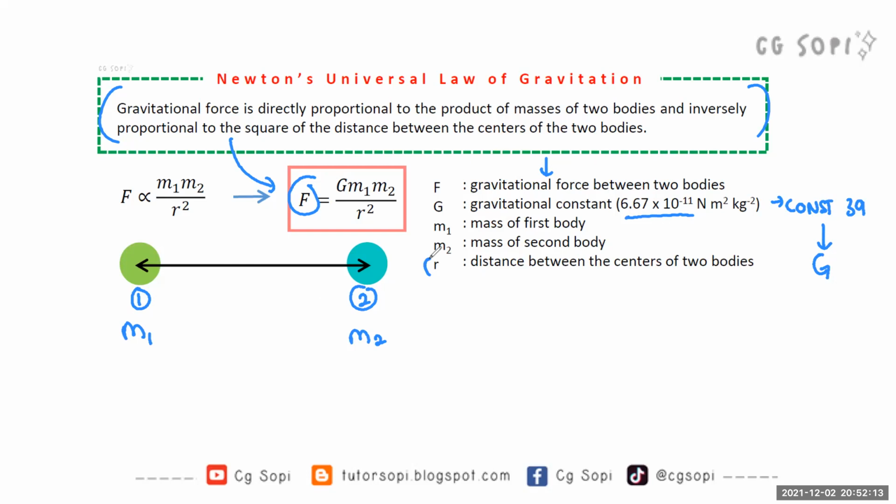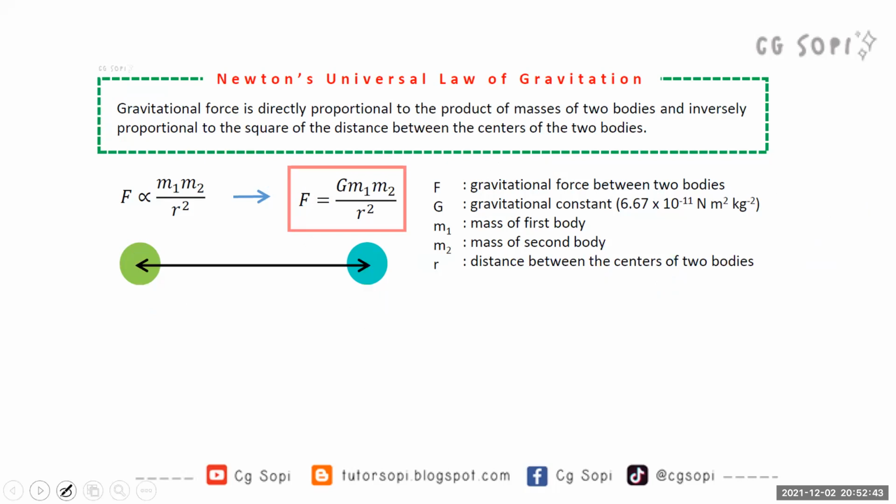And then r is the distance between the centers of two bodies. So you have to understand r is the distance between centers. So you're talking about this is the center, this is the center. Please check, because sometimes the information given is from the surface. Never mind, after this when we do questions, you will see. But the point is, r is the distance between the centers of the two bodies. So let's try and do some questions to see how to use the formula.